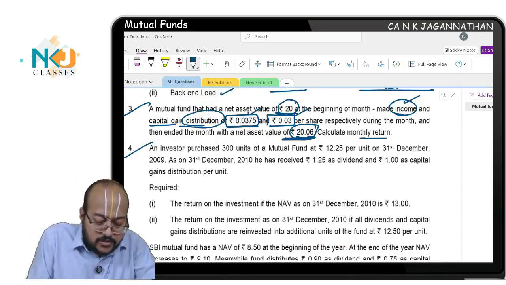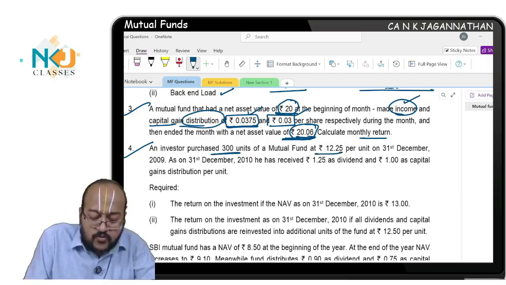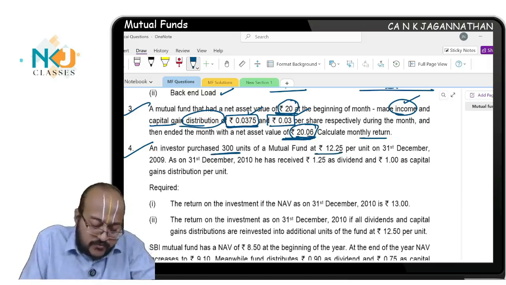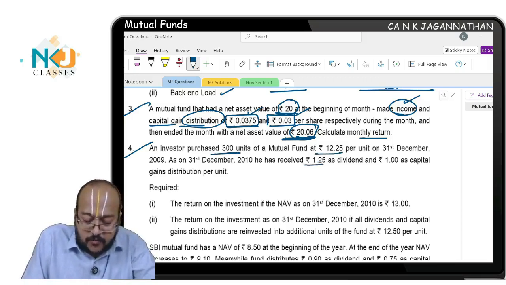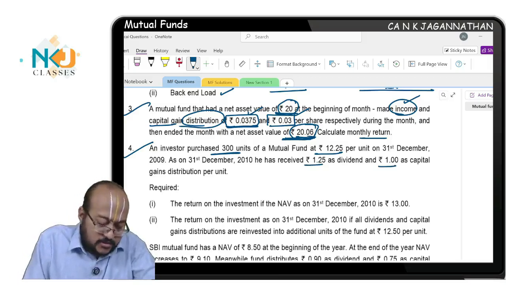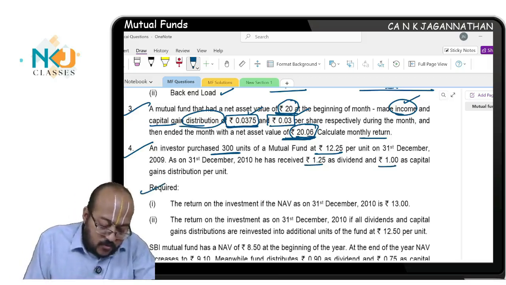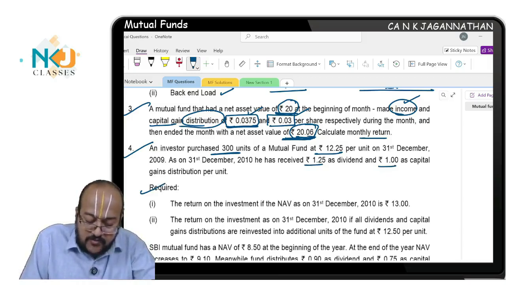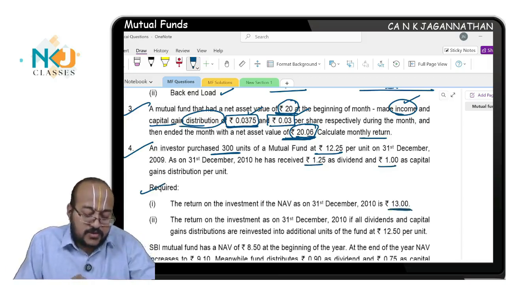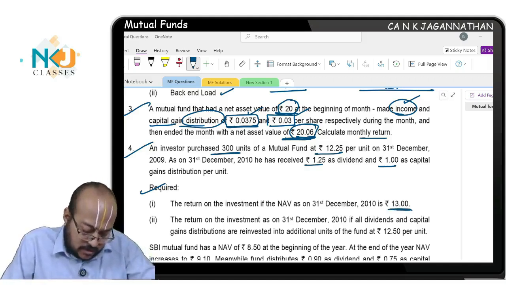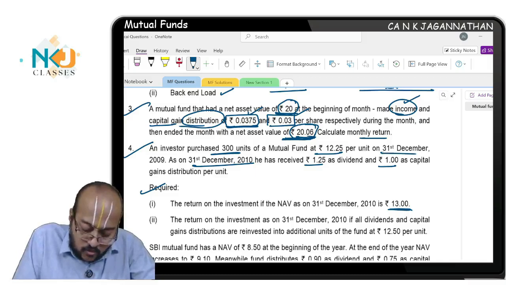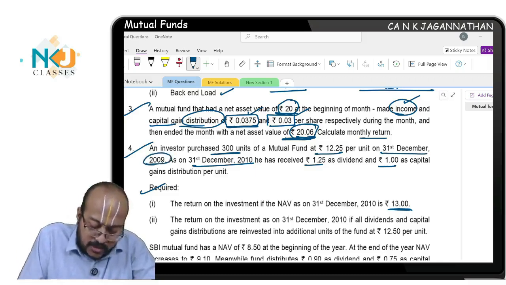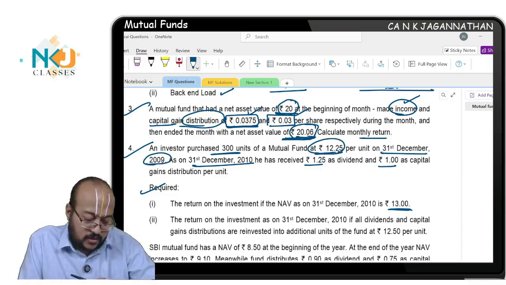An investor purchased 300 units of a mutual fund at 12.25 per unit on 31st December 2009. As on 31st December 2010, he has received 1.25 as dividend and 1 as capital gains distribution per unit. Required the return on the investment if NAV as on 31st December is 13. See what they are asking. On 31st December 2010, he has received this much and this much as income. Anyway, this is opening NAV, 31st December 2009, opening NAV 12.25. Are you understanding?